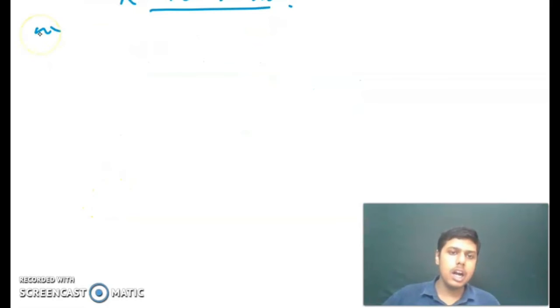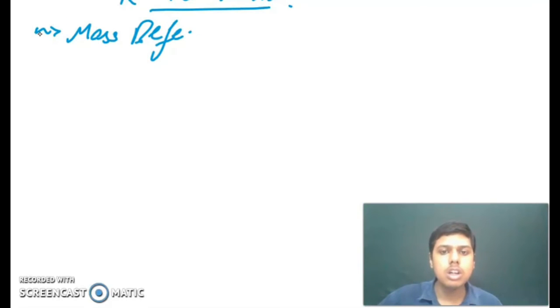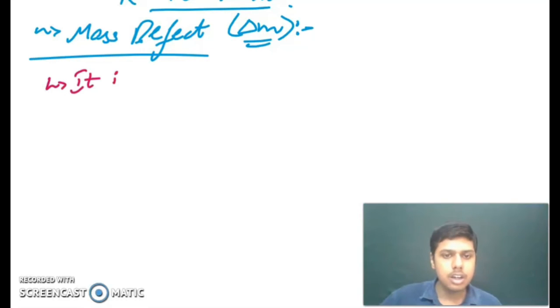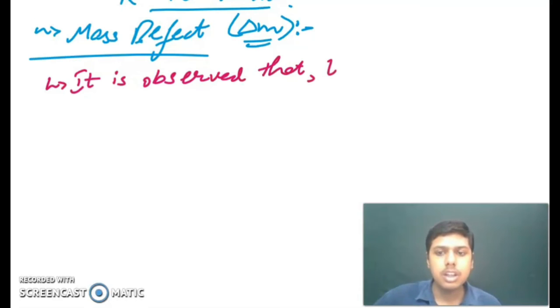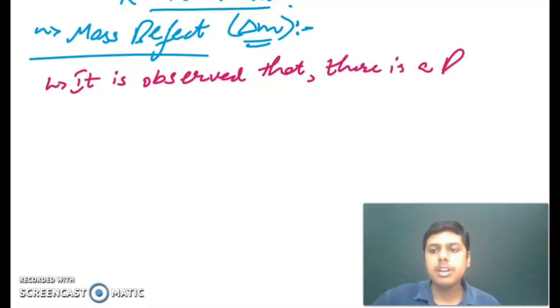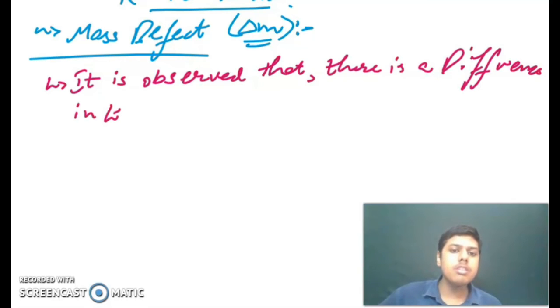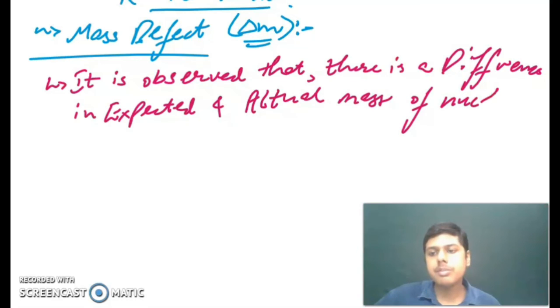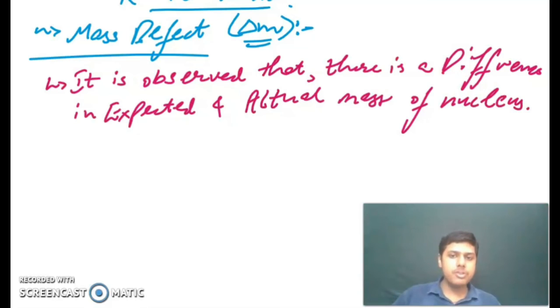Now, I'll tell you the mass defect. Mass defect is also represented by the symbol delta M. It is observed that there is a difference in expected and the actual mass of nucleus, and that difference is the mass defect. Let us see now.